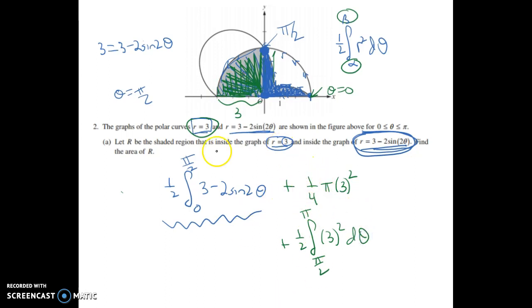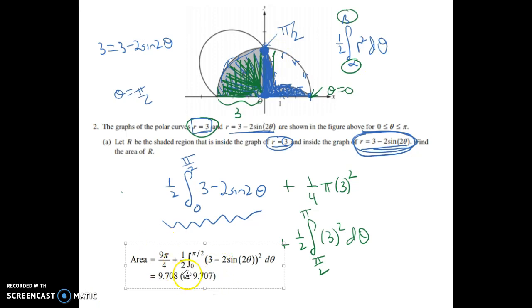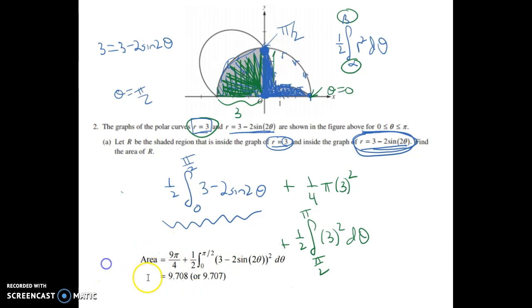Then you just pop that in your calculator and see what it tells you, and you should get something like this as your answer.